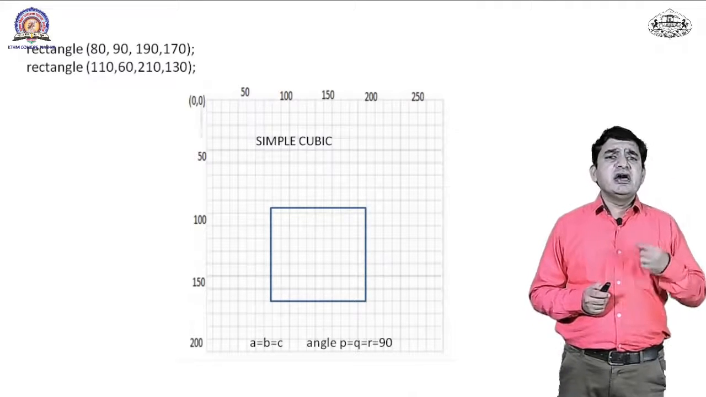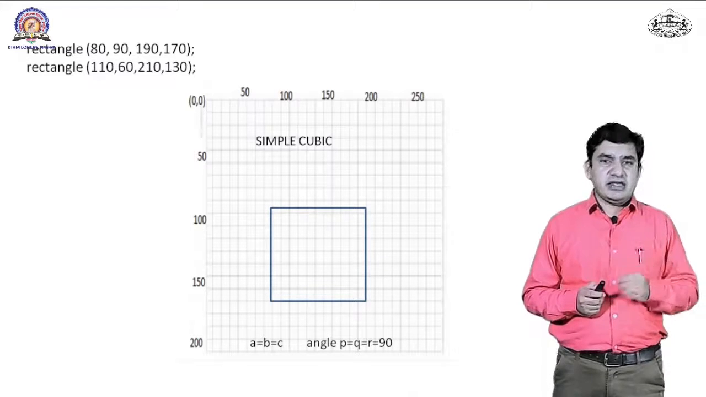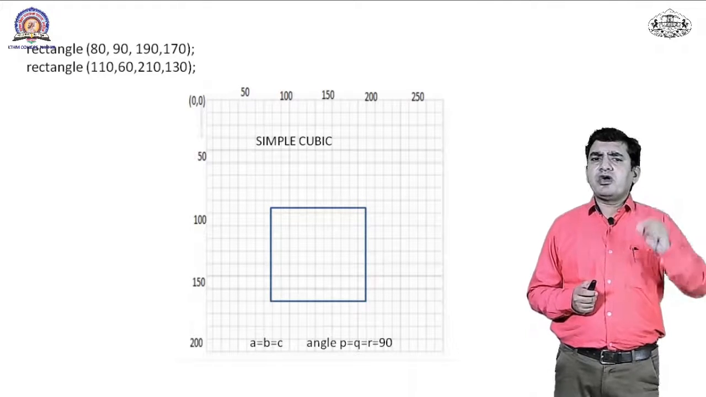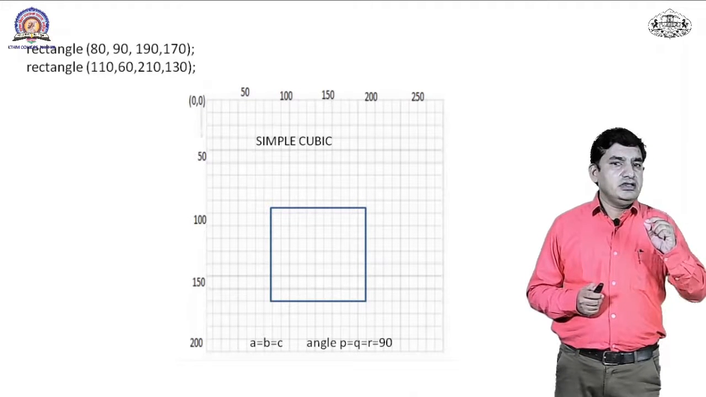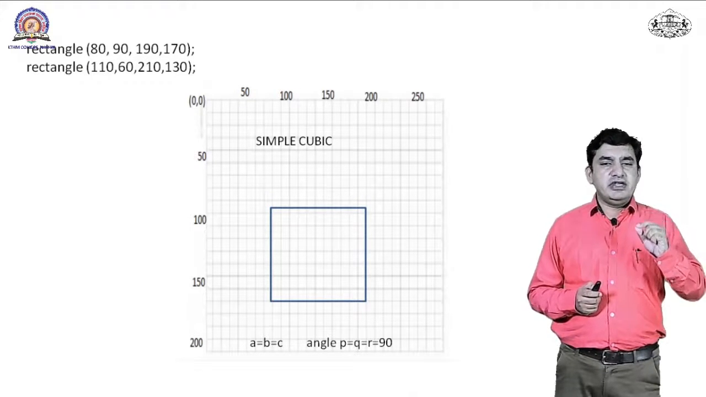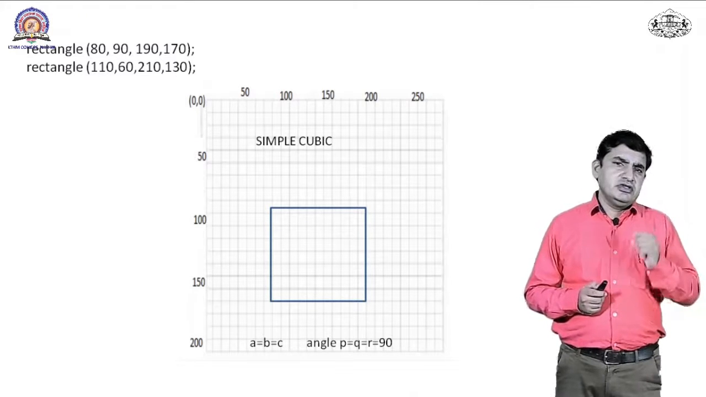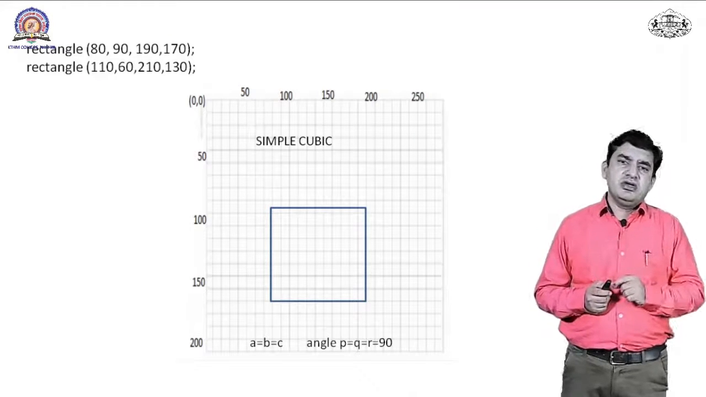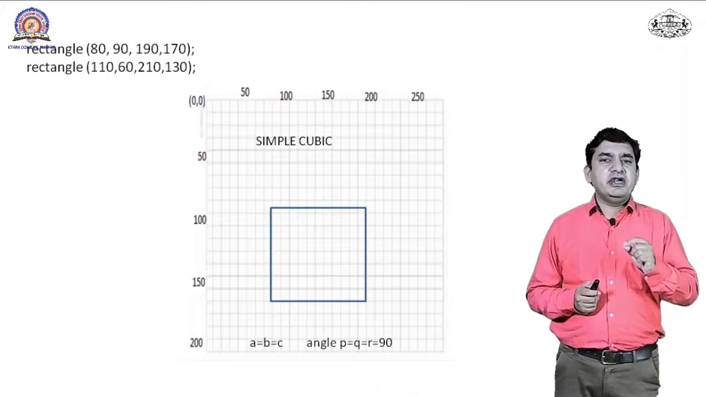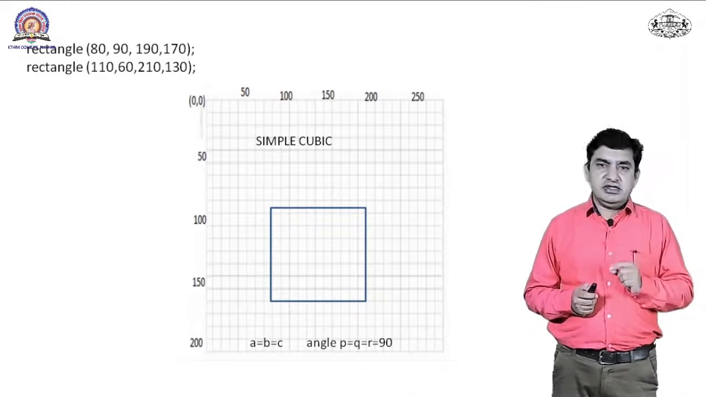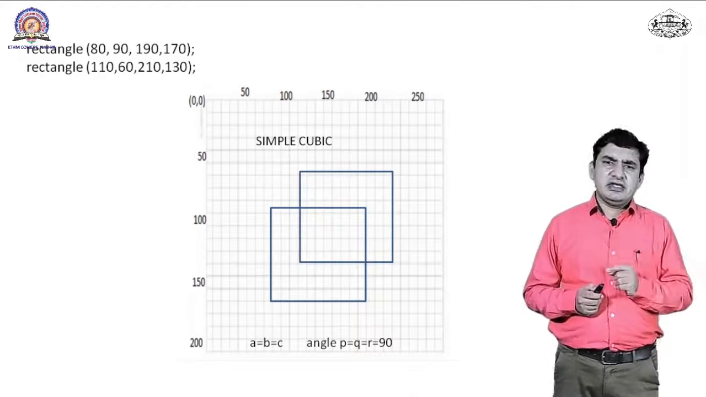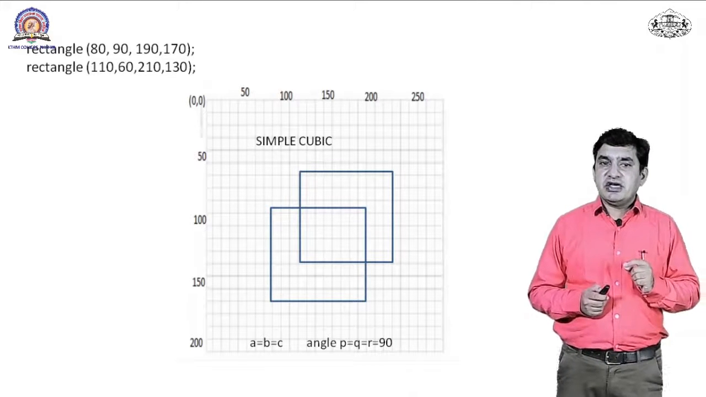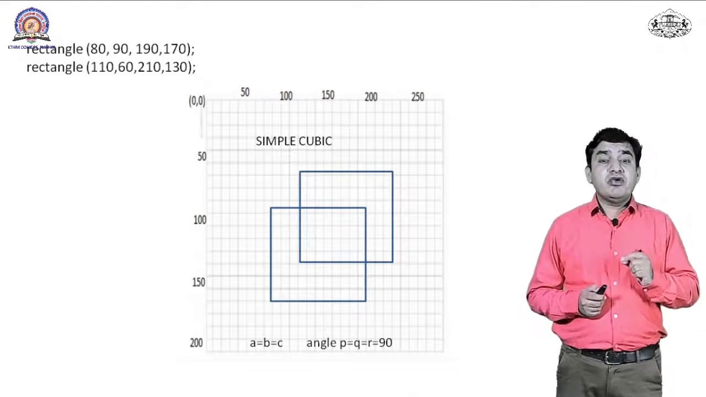Next, we have to draw a second rectangle, and the coordinates of the left top corner are 110, 60. The coordinates of the bottom right corner are 210 and 130. The second rectangle is like this. Now we have to join the corners of these rectangles, so we require 4 lines.